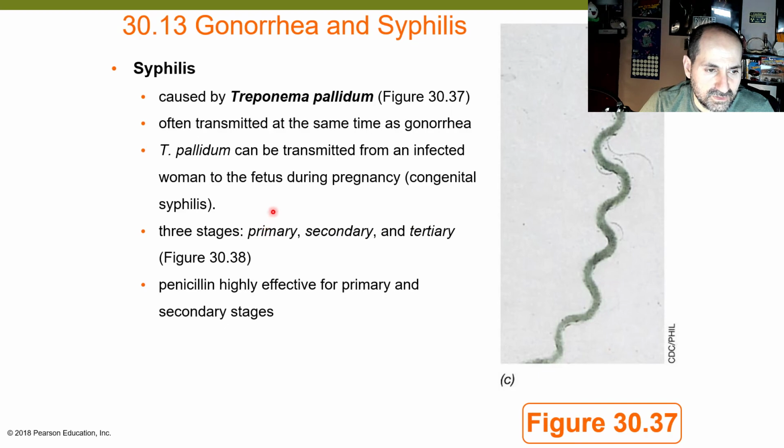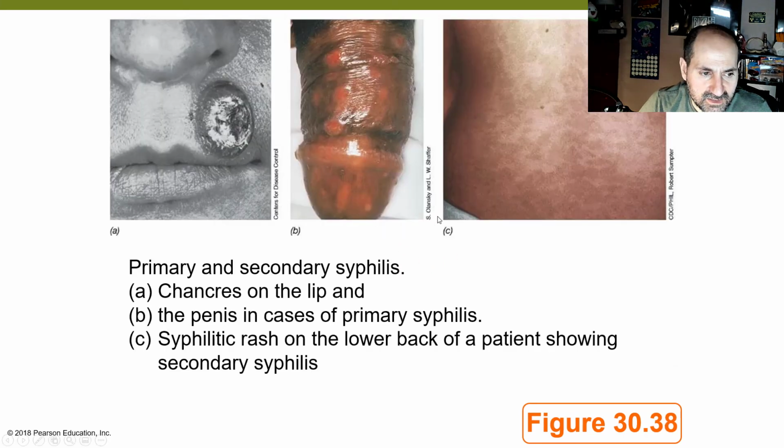Remember, in primary syphilis, you have the chancre sore, followed by secondary syphilis with the body rash. And only during primary and secondary syphilis is penicillin an effective treatment. However, in tertiary syphilis, penicillin is no longer an effective treatment because the gummas that form and the damage that's being done are due to the immune system and not due to the bacteria.